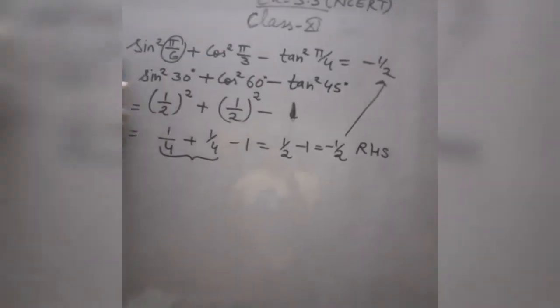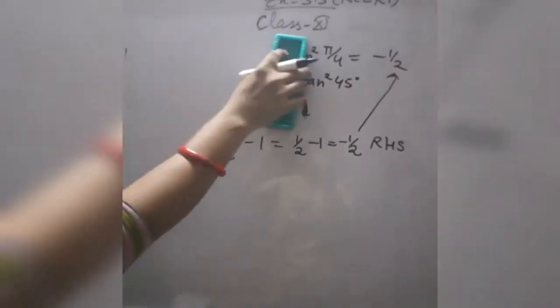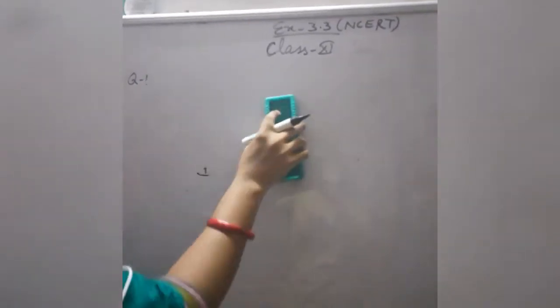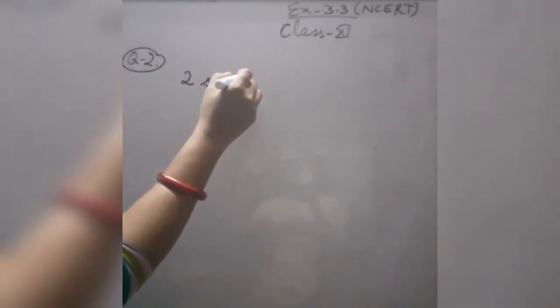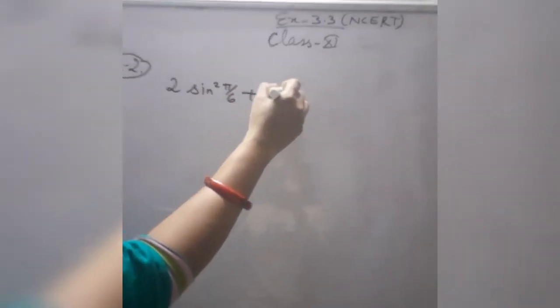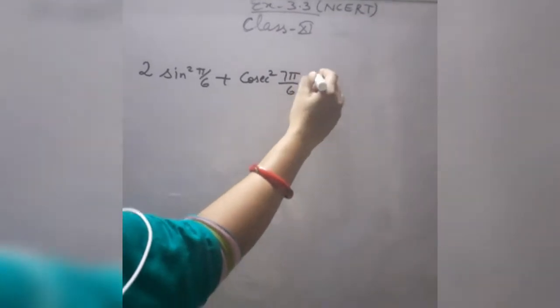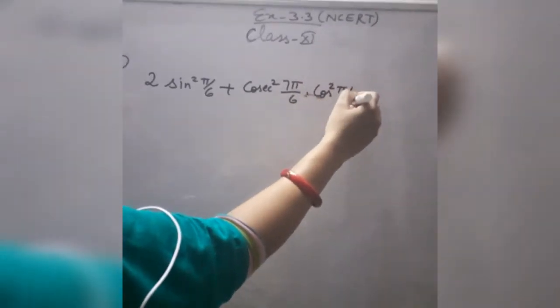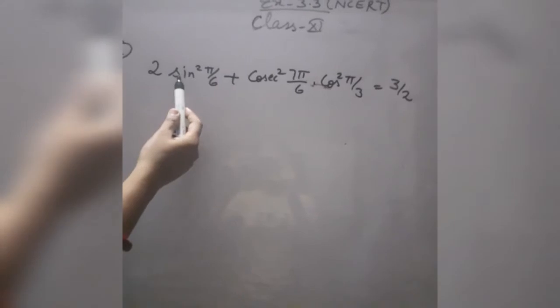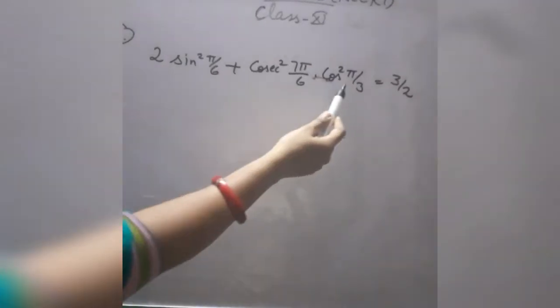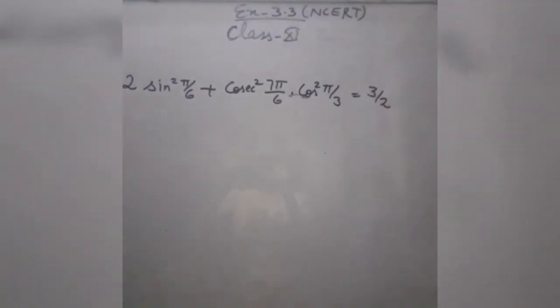Now see question number 2. In question number 2 also we will prove the given result. The statement is prove that 2 times sin square pi by 6 plus cosecant square 7 pi by 6 into cos square pi by 3 is equal to 3 by 2. We will prove that this result is equal to 3 by 2. Directly we can find the value of sin pi by 6, here also pi by 3, directly we can put the value of cos pi by 3.